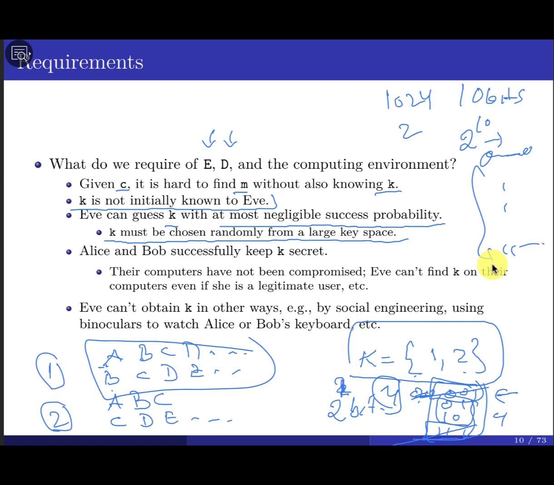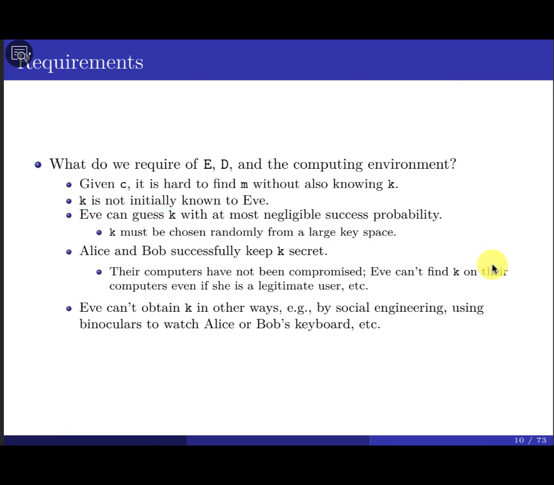Alice and Bob must successfully keep the key secret. This is the most important thing here. If they cannot do this, the system is going to collapse. So the strength of our algorithm is built on the secrecy of the key. If you manage to keep the key secret, then you are fine. If not, then God help you in this case.